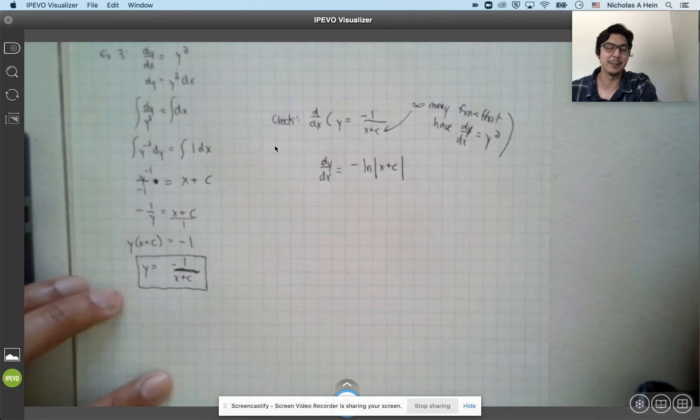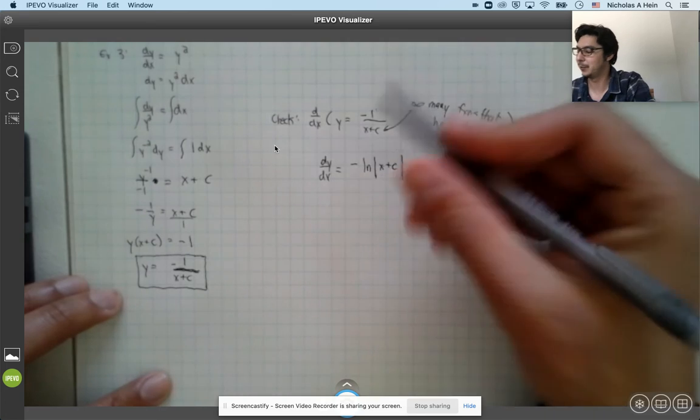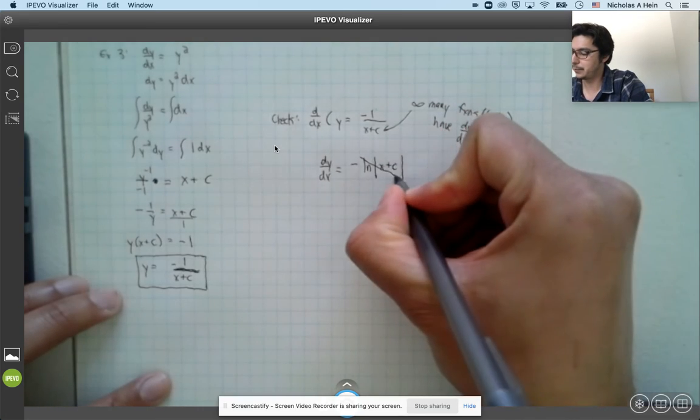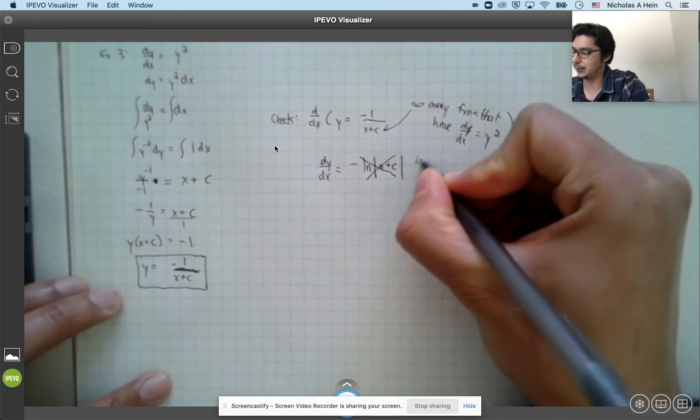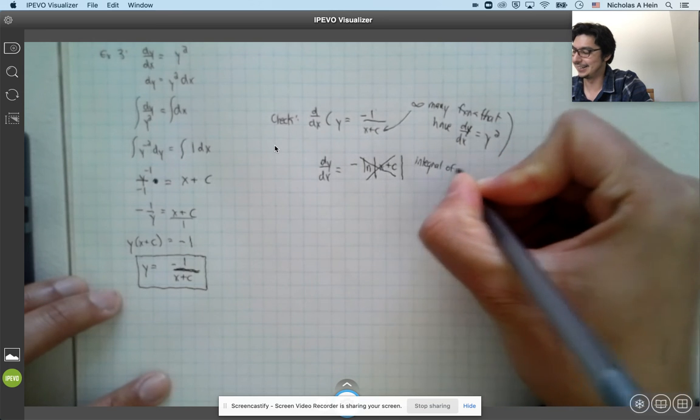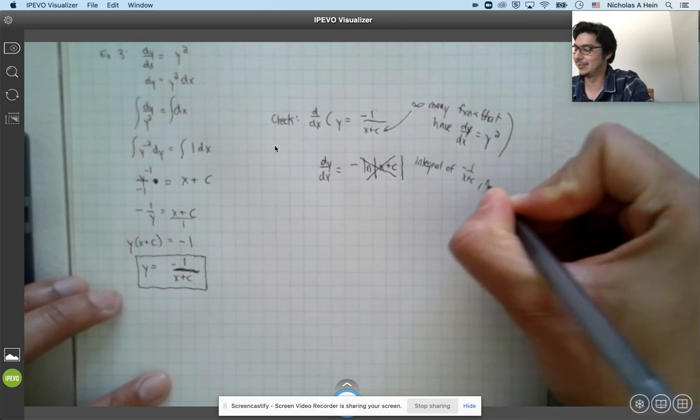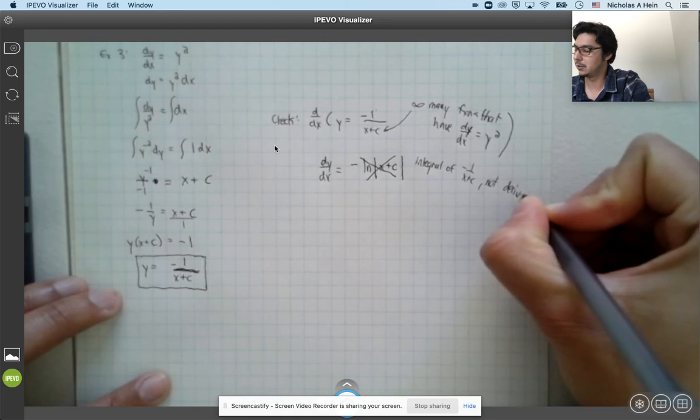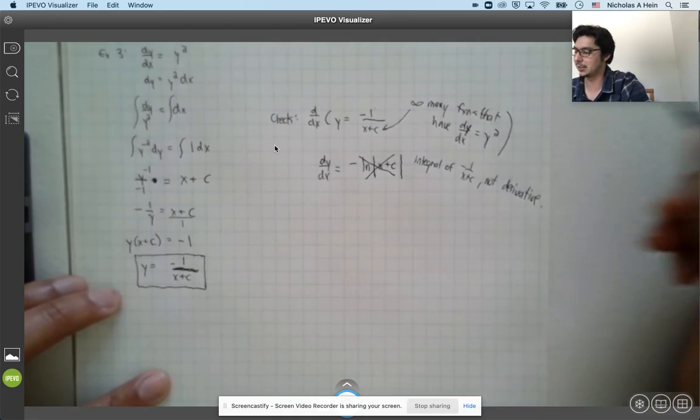Oh, I caught my mistake. You're probably like, dang, did the video freeze? It didn't. This is not true. That's the integral of -1 over x plus c, not the derivative. My brain eluded me for a second. So let's fix that really quick.